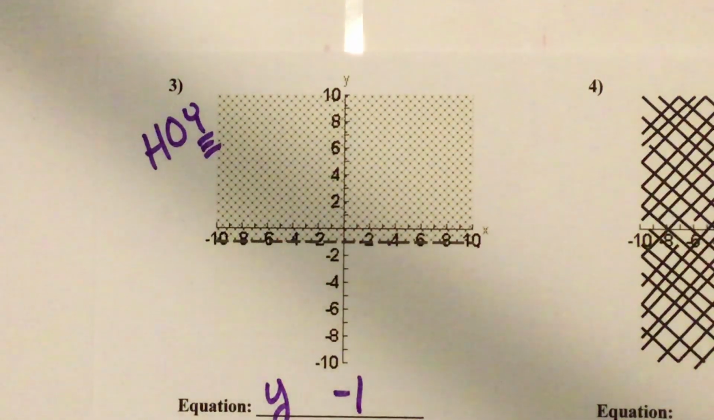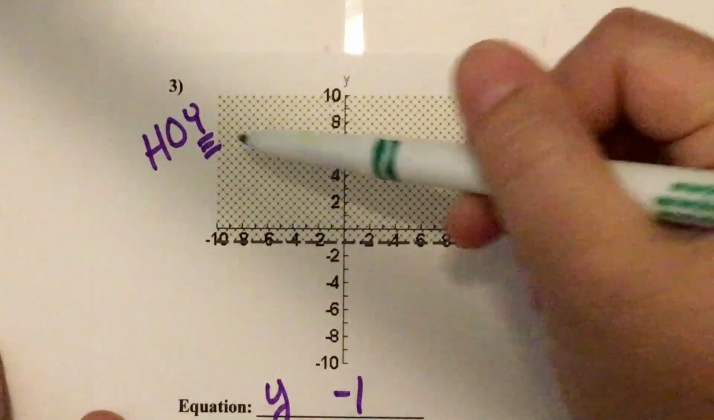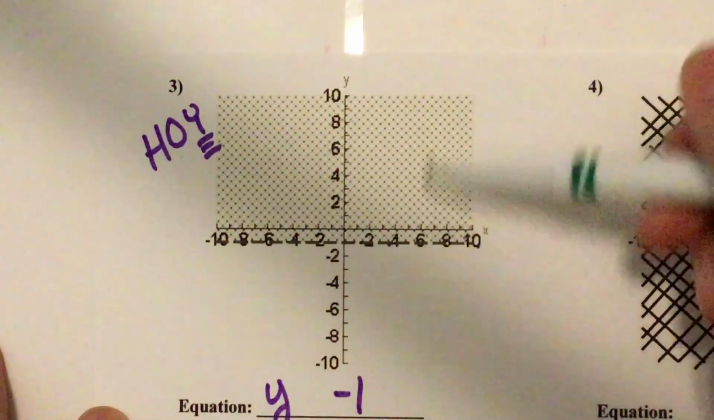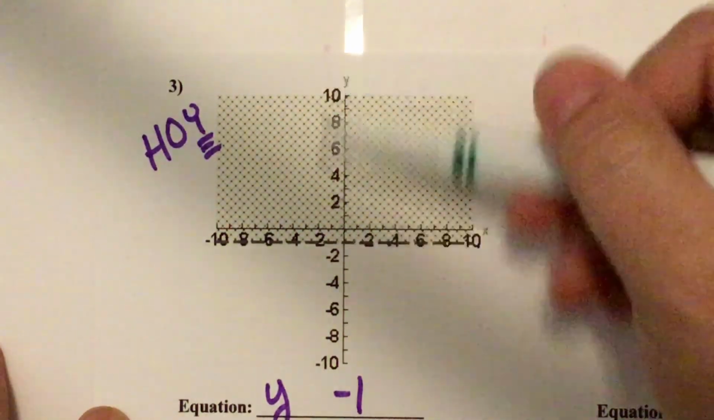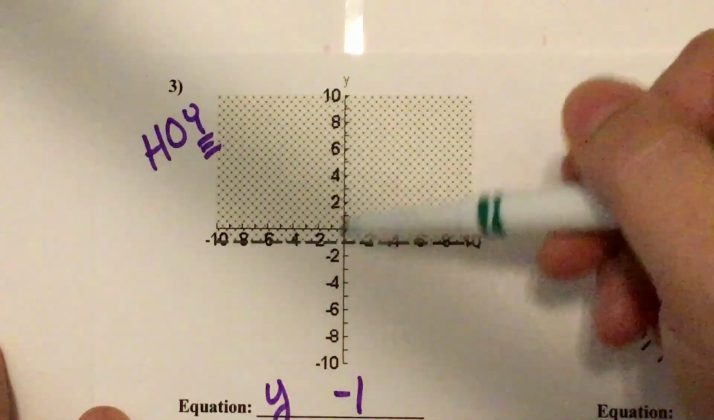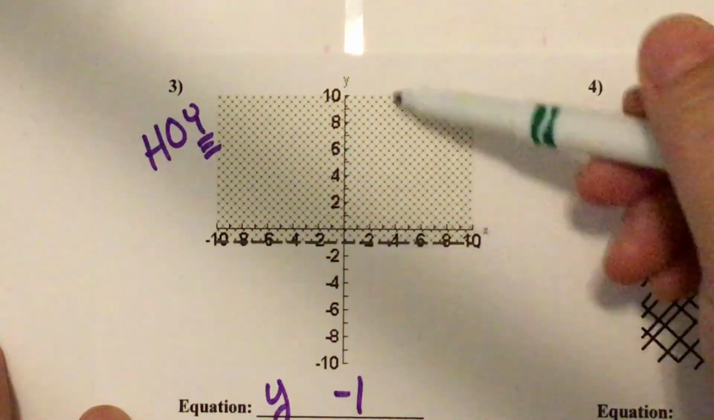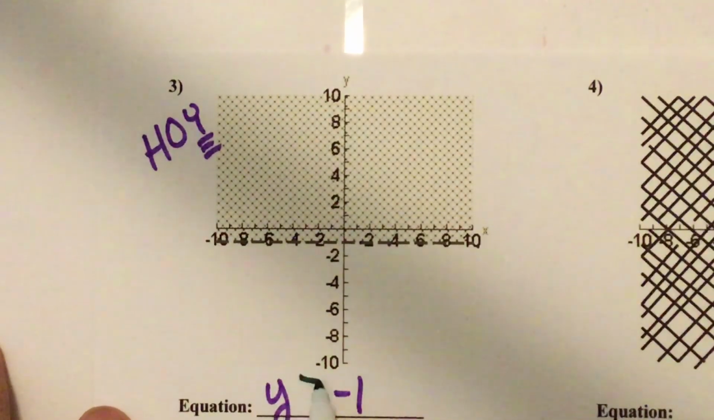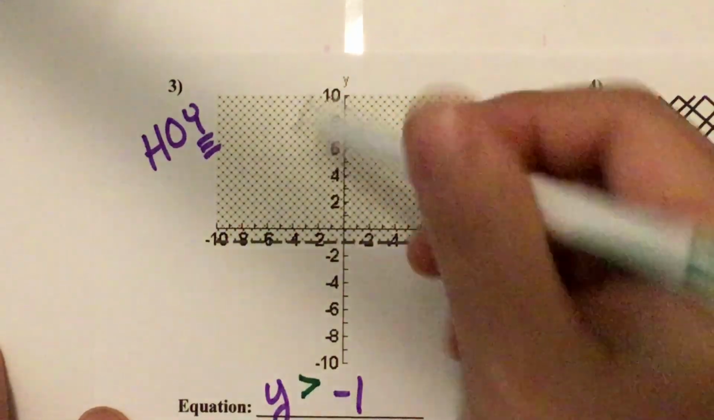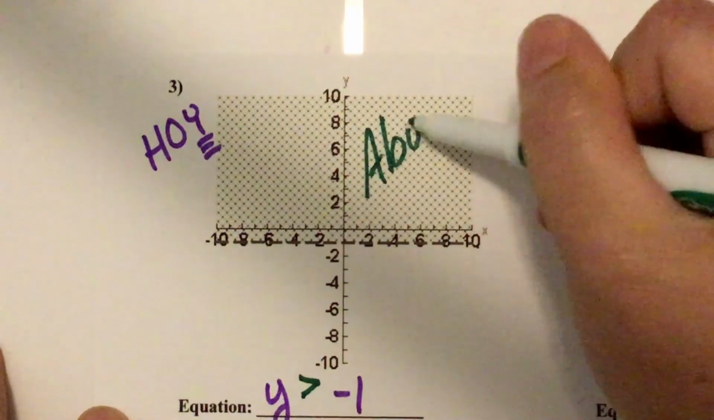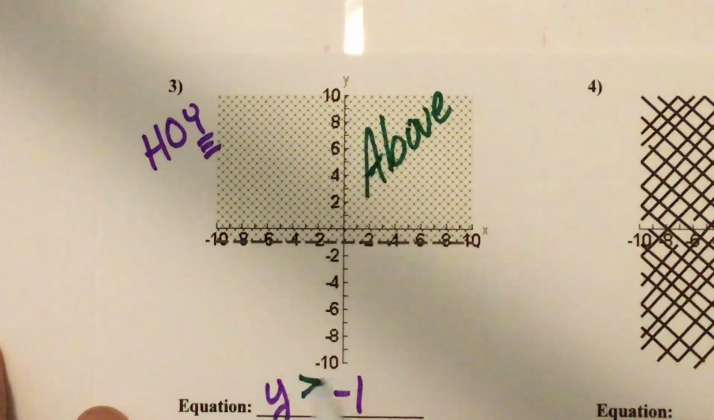Okay, now let's see if we can figure out the symbol. The numbers that are shaded, are they y's that are greater than -1, or are they y's that are less than -1? These are y's that are greater than -1. Does it get an equals? Nope, because it's dashed. Also remember, when the shading is above, above is a greater than sign.